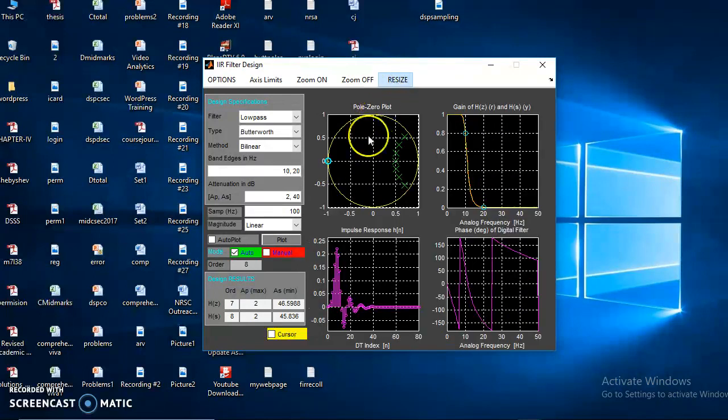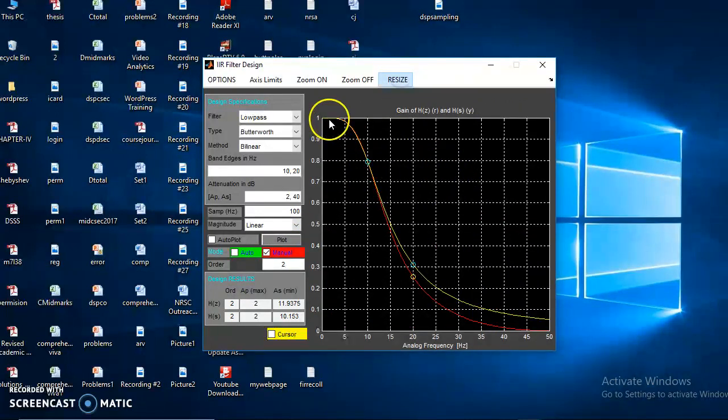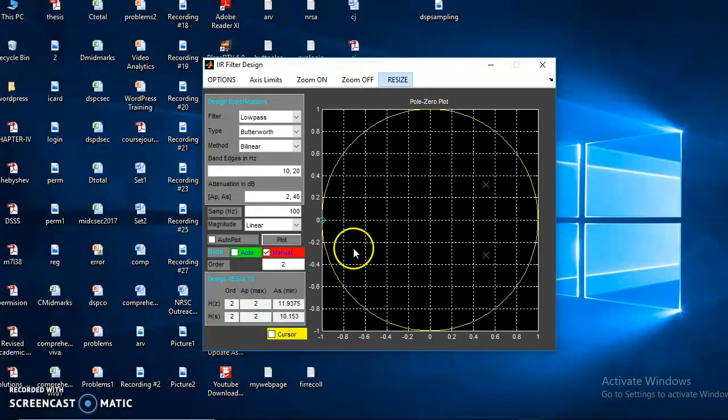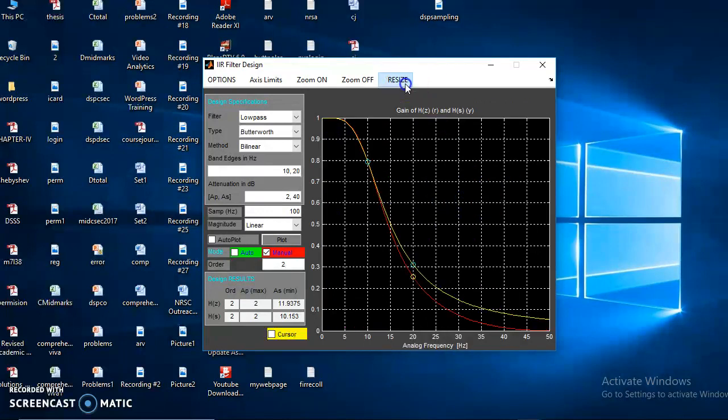Now we look at the order of the filter. Supposing we go to manual and put this as 2 and plot this, you're going to get a Butterworth filter with a very gradual cutoff. So even though the complexity of computation has decreased here, you are not getting an ideal low pass filter because the cutoff is not very sharp.